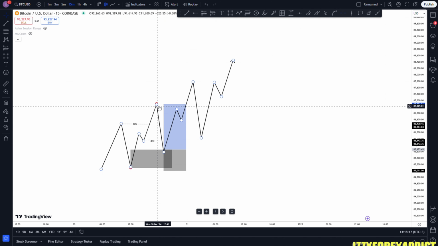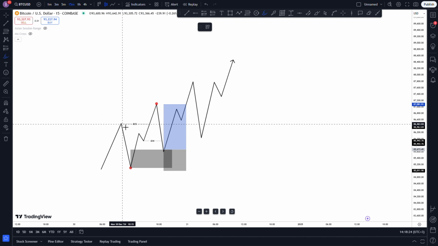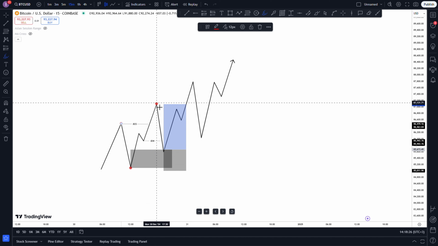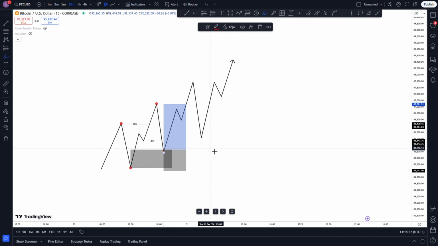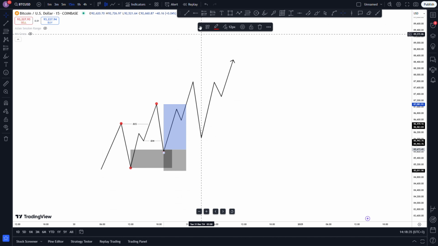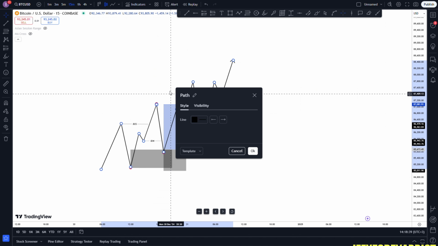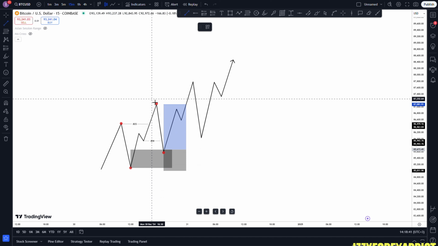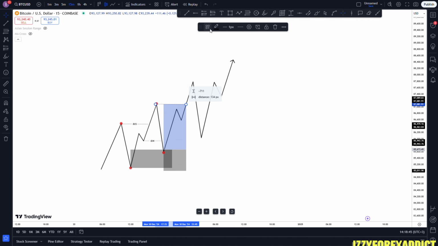After price breaks this high, as I told you, let me first mark this high. After price breaks this high, this becomes a valid higher low. After price breaks this previous high, we mark it as break of structure.